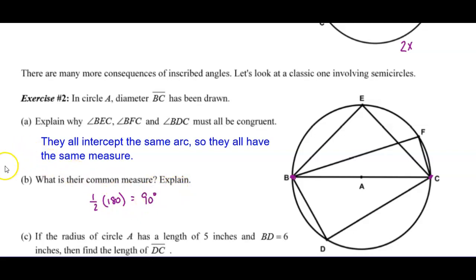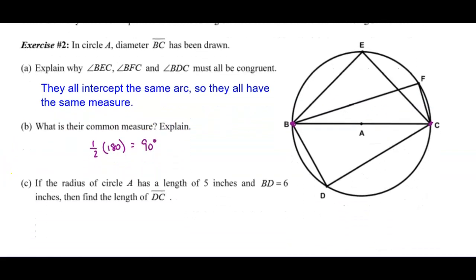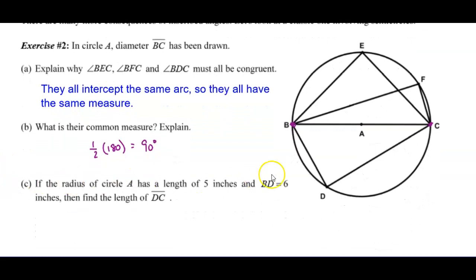All right, if the radius of circle A is 5 and BD is 6, find the length of DC. So let's see what we can do with that. BD is 6, the radius is 5. So if I have 5 for this radius, I have 5 for this radius, I have 10 total, right? And so if I want to solve for DC, let's put an x there. It looks like, what did we just say?